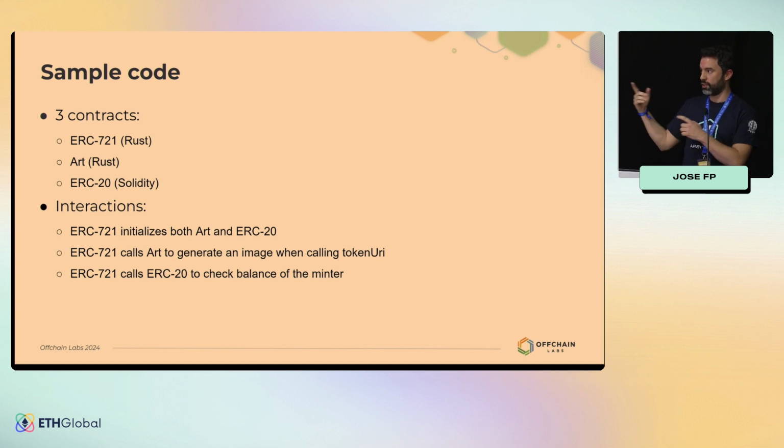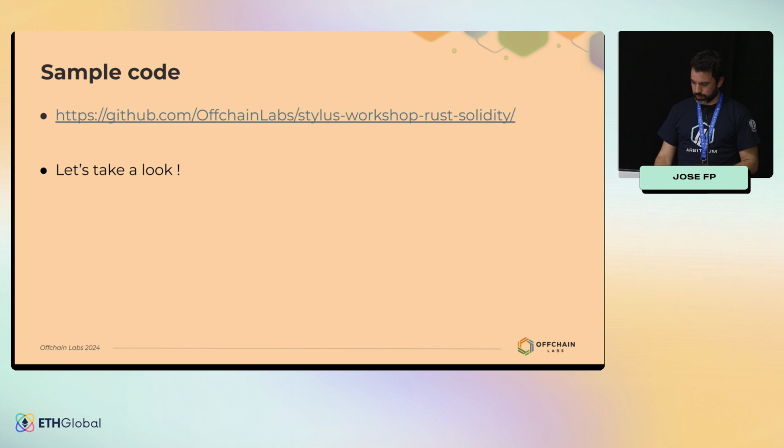So it's going to make a call to the ART contract. And when minting an NFT, we are going to check the balance that the minter has in the ERC20 contract. Okay, so the minter will need to have a minimum balance of that token to be able to mint. Okay, the code is here, so let's take a look at it.